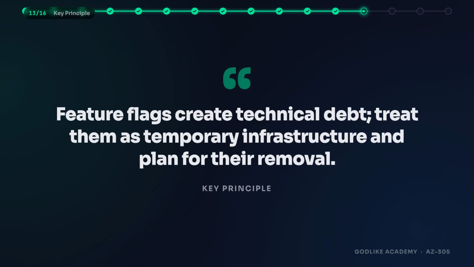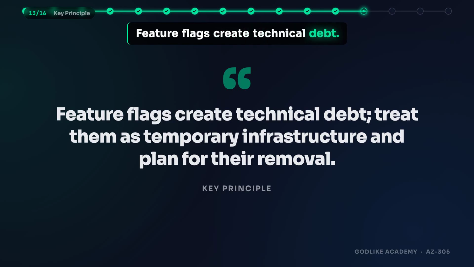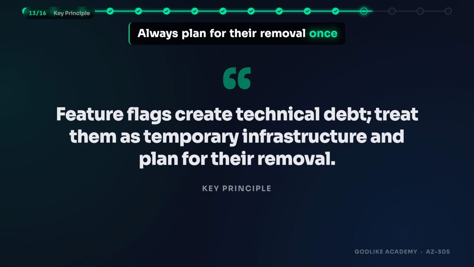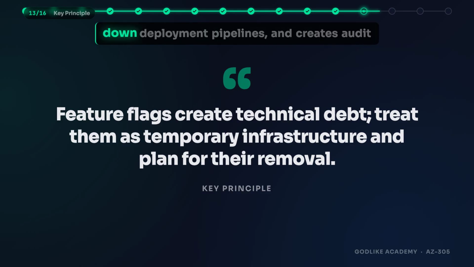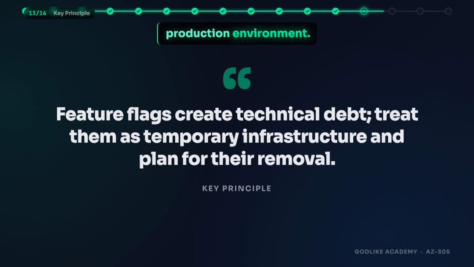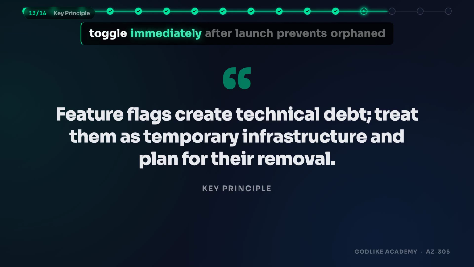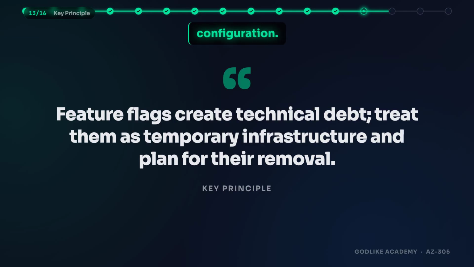Remember this principle clearly. Feature flags create technical debt. They are temporary infrastructure that should have a defined lifecycle from creation to cleanup. Always plan for their removal once a feature is fully rolled out to keep your codebase clean and maintainable. Failing to archive these toggles after 90 days causes configuration bloat, slows down deployment pipelines, and creates audit failures during security reviews of your production environment. For instance, deleting the payment gateway toggle immediately after launch prevents orphaned records from accumulating in Azure App Configuration.